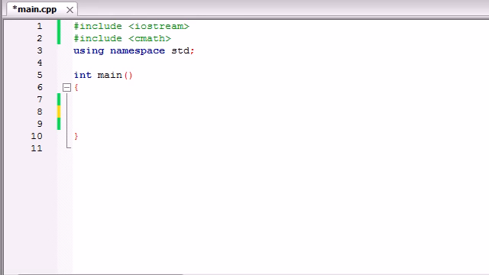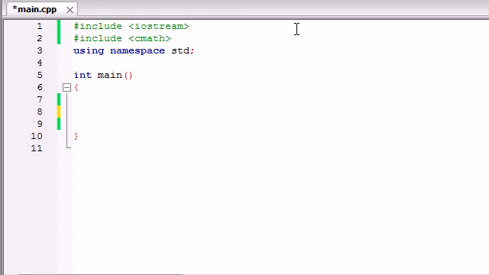Before I get started, I want to mention this. In our formula for calculating interest rate, we need to use a function called power, and that's included in the cmath library. So make sure you include this before you get started in this tutorial. So let's go ahead and get down to it.